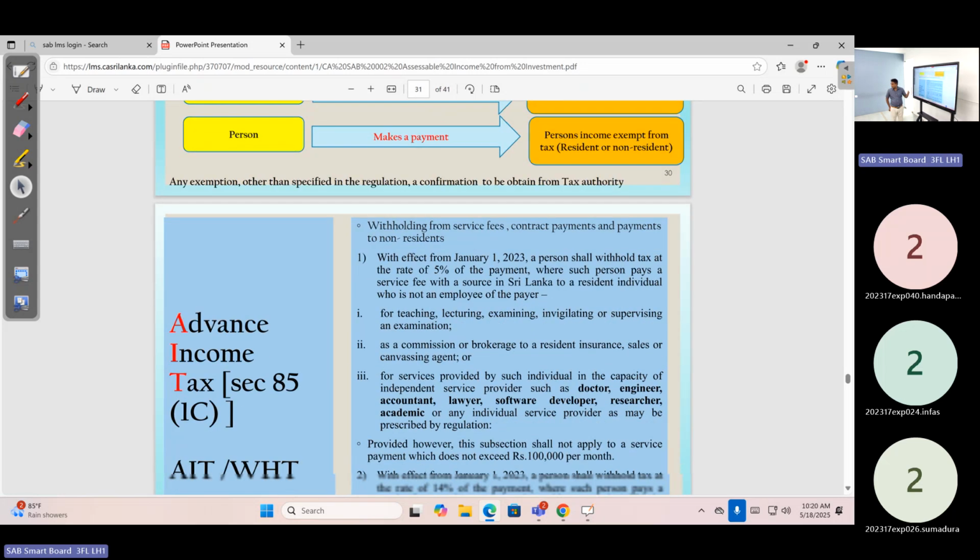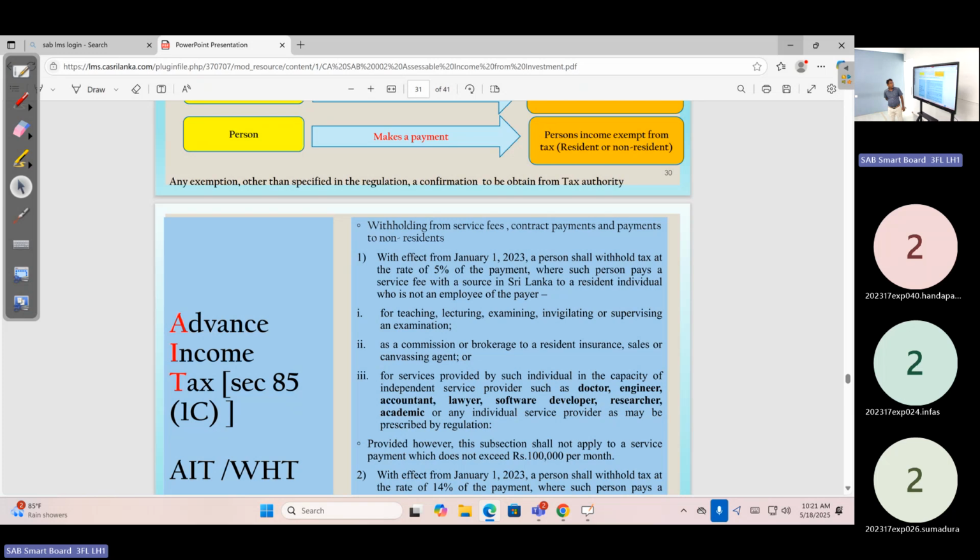Now the service fee payment, Section 85. This is only on certain types of service payment. If the person makes a service payment of these types and the monthly payment is more than 100,000, he is supposed to deduct 5% withholding tax. That is withholding tax on service related payments.